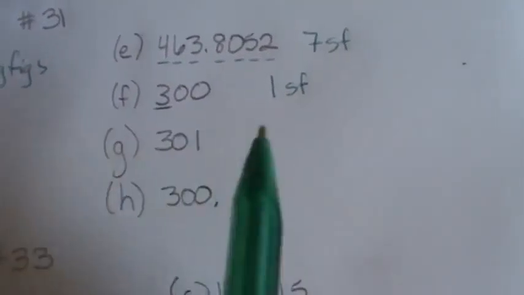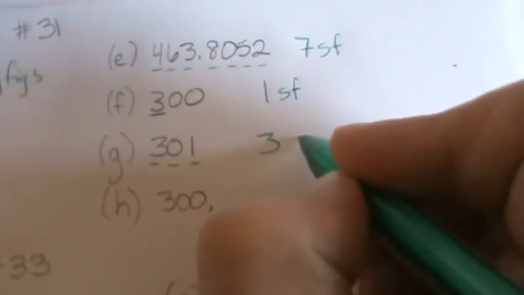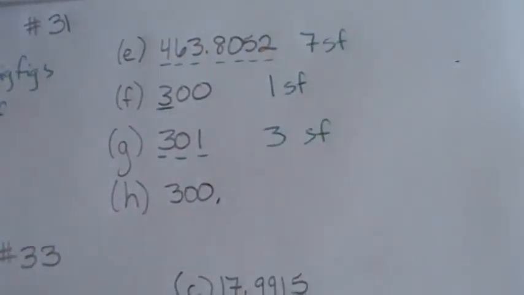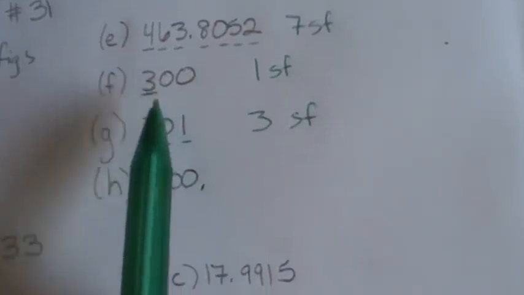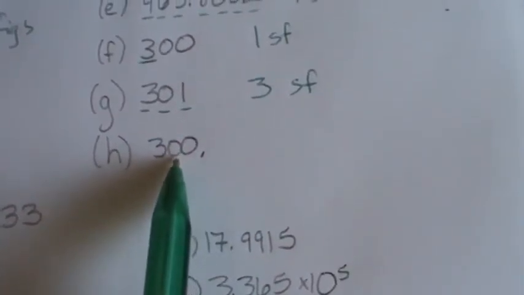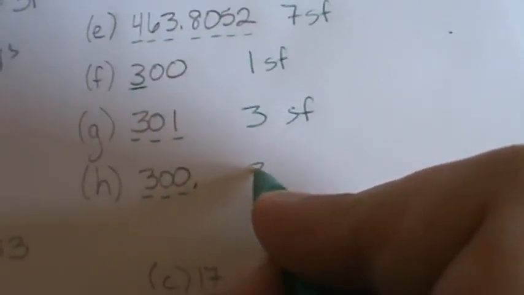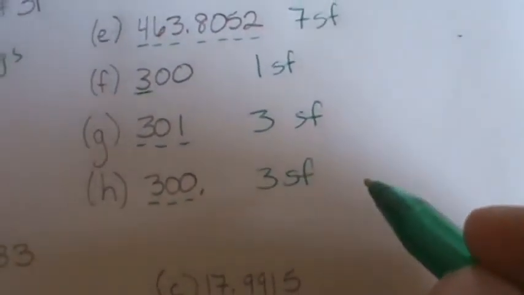This 0 is captured, so it counts. 1, 2, 3. It's a middle 0. So we have 3 significant figures here. In this last one, it's 300, but it's written in a different way. Do you see the decimal point here? This decimal point means that these 2 zeros at the end are significant. 1, 2, 3. So it's 3 significant figures.